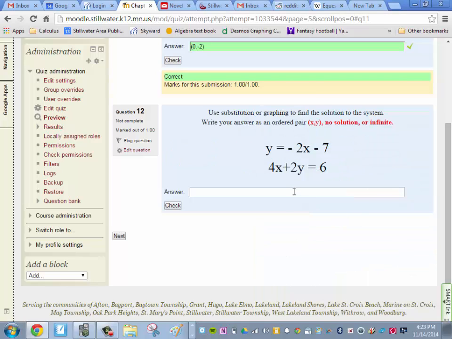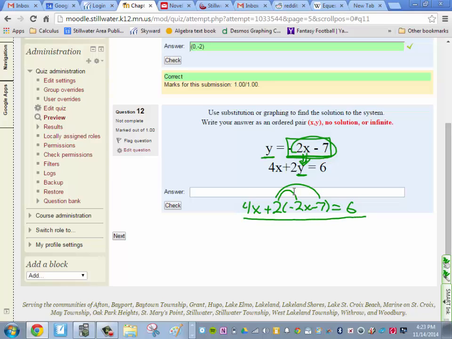It says, use substitution or graphing to find the solutions to the system. Write your answer as an ordered pair. Just like the other one, what are we going to use? I'm going to use substitution in this one because y is already solved for. I know y is equal to this, and therefore this y is also equal to this. So I'm going to take this and put it in for the y right there. And when I do that, I got 4x plus 2 times negative 2x minus 7 equals 6. I pretty much just plugged this into the y and rewrote the equation.